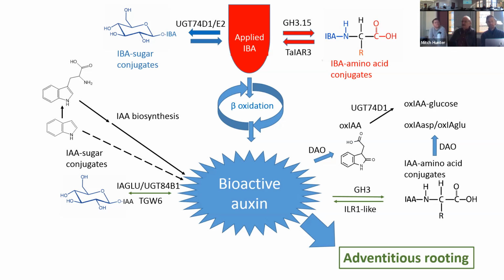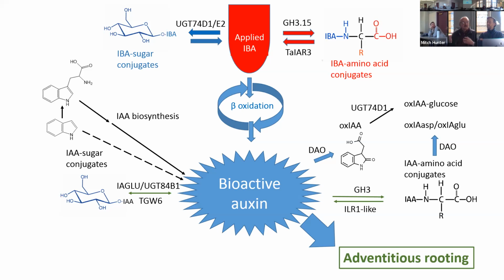Basically, if you apply IBA, it goes through beta oxidation and forms a bioactive auxin. That bioactive auxin has several fates. The applied IBA has several fates. It can be conjugated directly as IBA conjugates. It can go to IAA and be conjugated. Bioactive auxin can also have IAA de novo synthesis during that time. And it can then go on to conjugates, which themselves are oxidized, and the bioactive auxin can be oxidized directly itself. I think I got everything, right? Okay, so it's complicated, but it's a finite number of things.